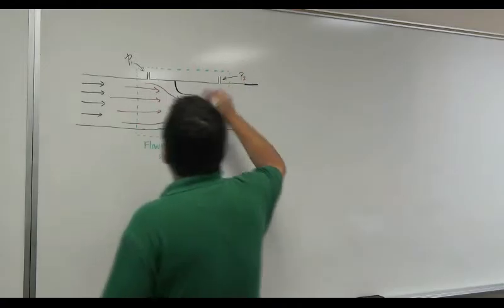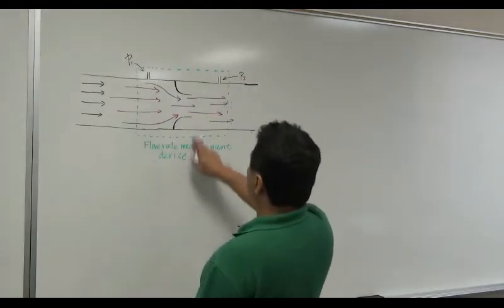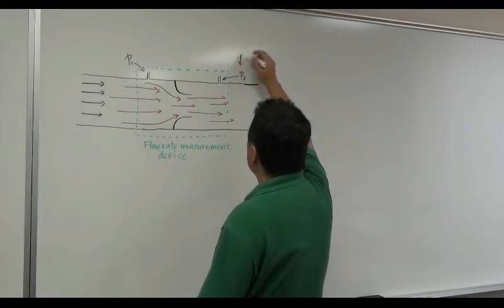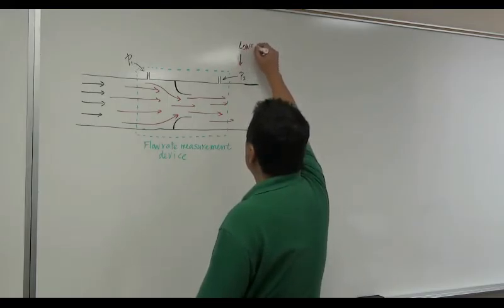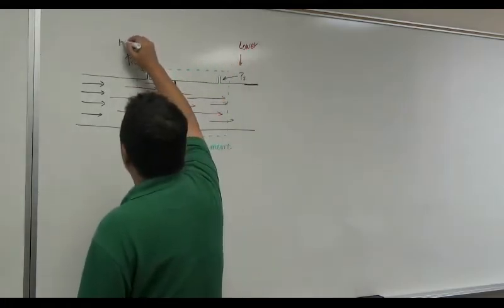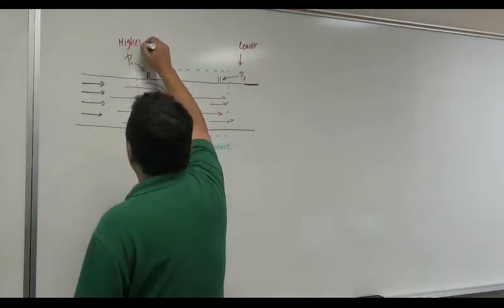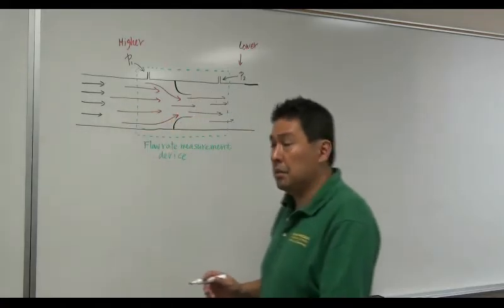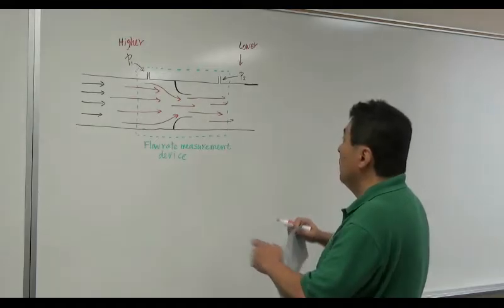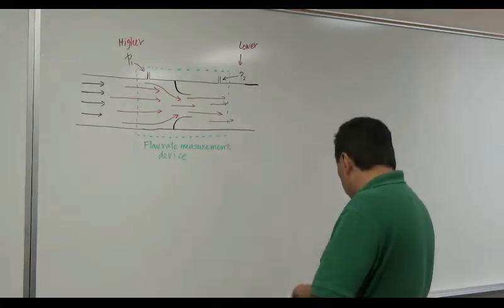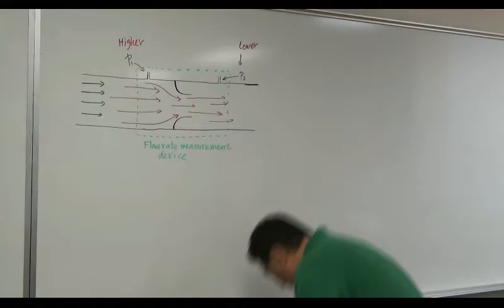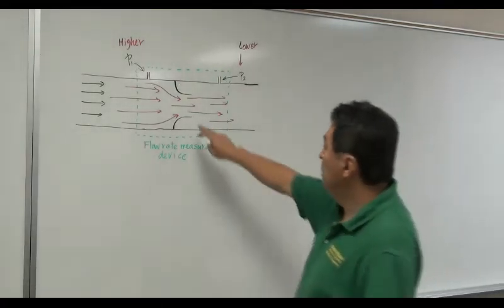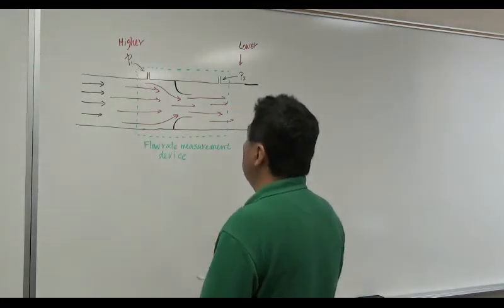But because of this flow rate measurement device, which has a reduced cross section, this P2 is lower pressure. P1 is higher pressure. The reason is velocity is higher here and velocity is lower there. You have to take a balance between velocity and pressure. So you are going to purposefully create the pressure difference by changing the cross section. This is called a flow rate measurement device.